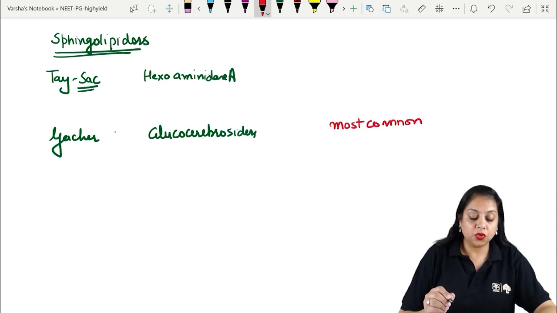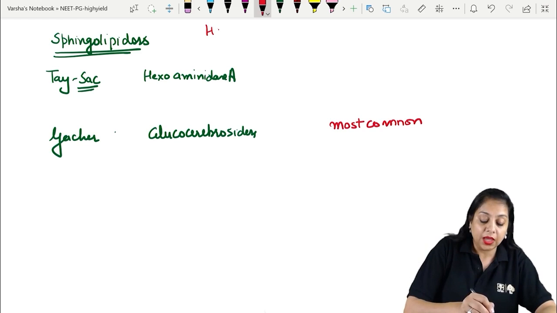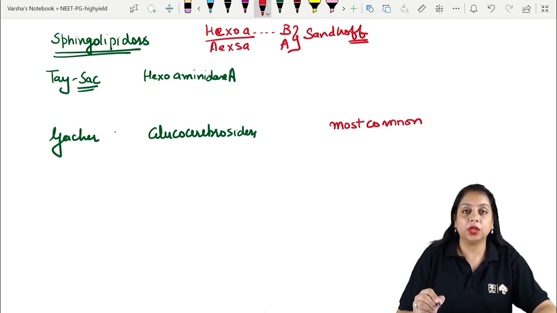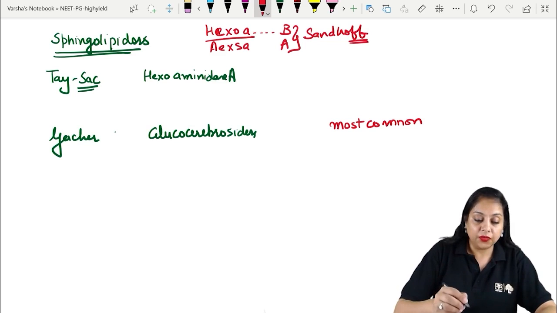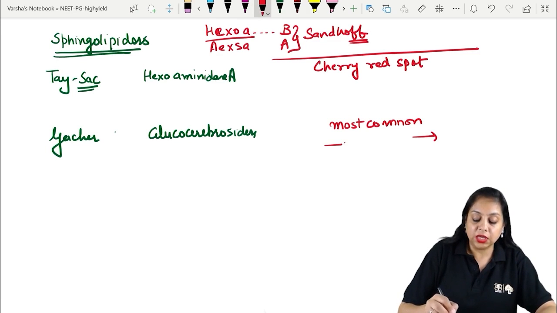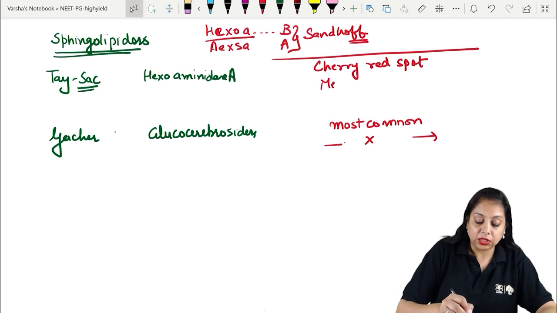Tay-Sachs is because of hexosaminidase A. Hexosaminidase A has another isozyme, hexosaminidase B also. If both hexosaminidase A and B are absent, that gives rise to Sandhoff disorder. In Tay-Sachs disorder, the question will give you a cherry red spot, whereas in Sandhoff you don't see a cherry red spot. What else will be there? There will be mental retardation.